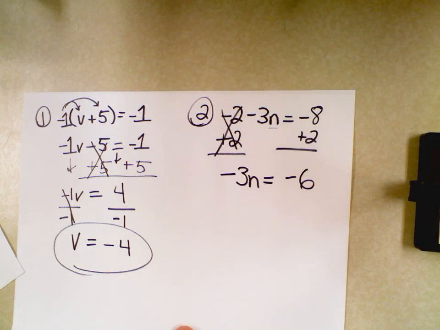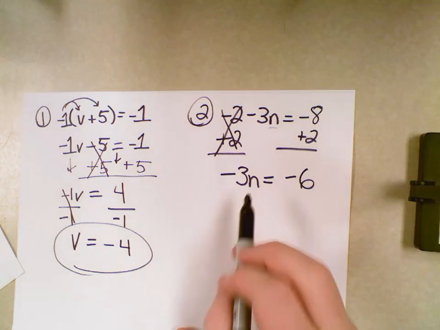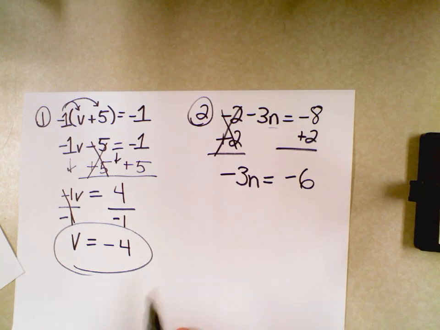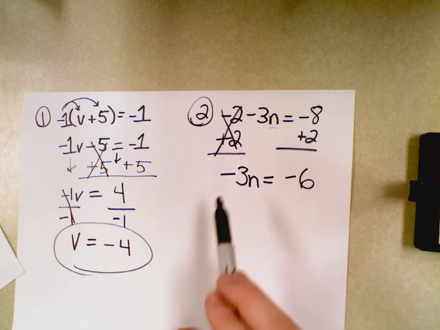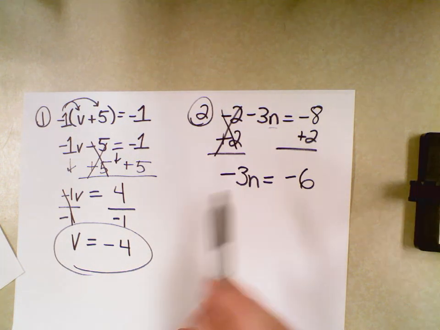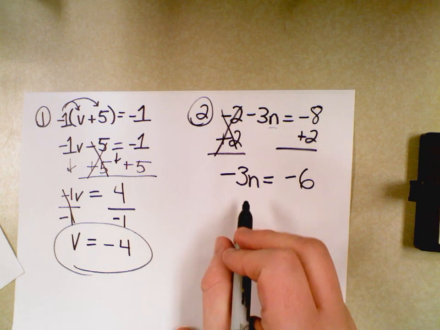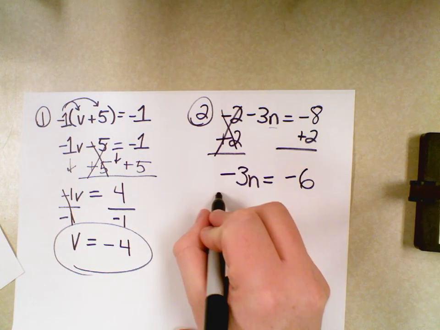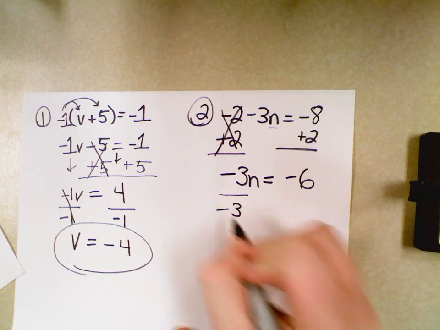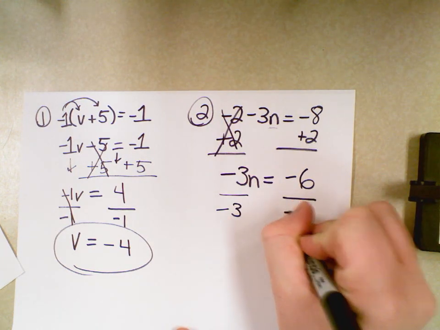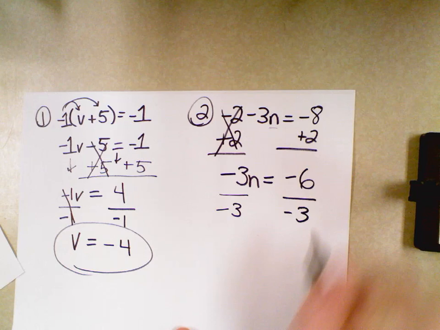The next question I'm going to ask myself is simple. Is my variable being added, subtracted, multiplied, or divided? In this case, again, like the one over here, when you have a number next to a letter, it's going to be multiplied. So therefore, we have to divide to solve for our variable. I'm going to divide by -3 on both sides.